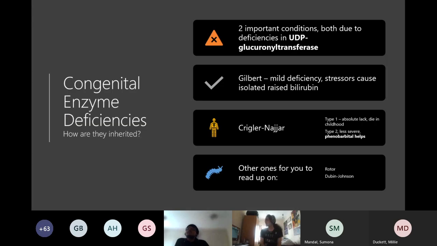Fine. So congenital enzyme deficiencies is the next cause of prehepatic jaundice we're going to talk about. So remember I gave you a tip about how to remember how things are inherited on Monday. Does anyone remember what I said about inheritance patterns?